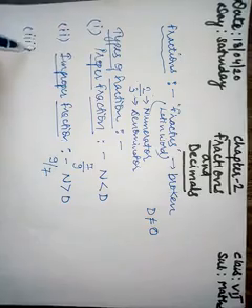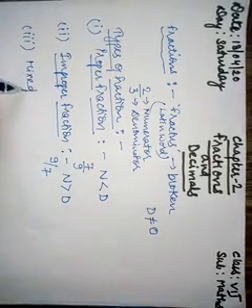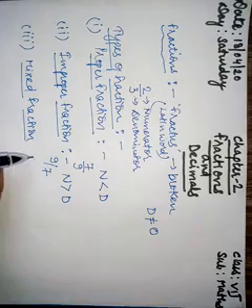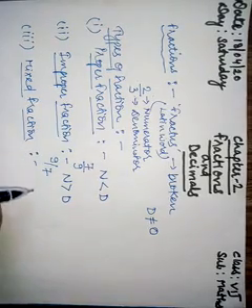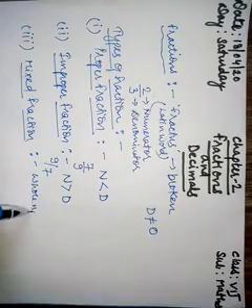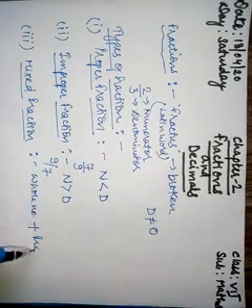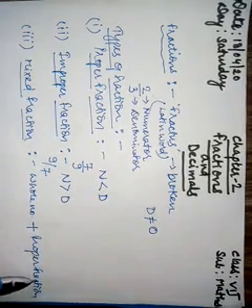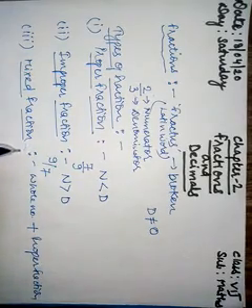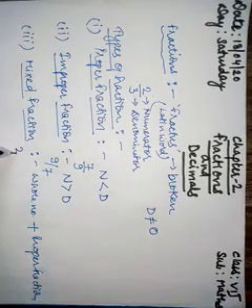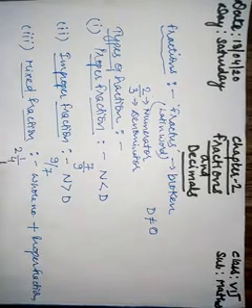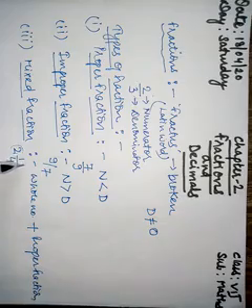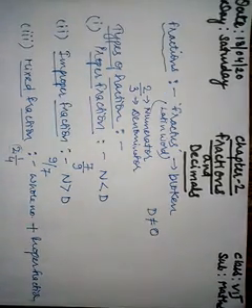Now the third type is mixed fraction. Mixed fraction is basically the combination of a whole number and a proper fraction. It is the combination of a whole number and a proper fraction. For example, 2 and 1/4. This is called mixed fraction, in which the first part is a whole number and the second part is a proper fraction.